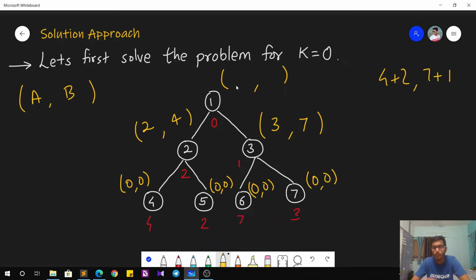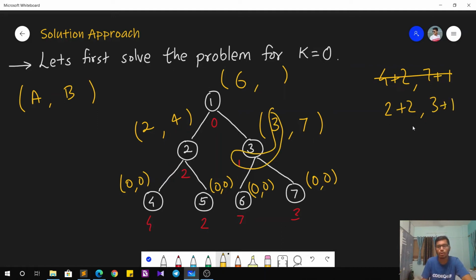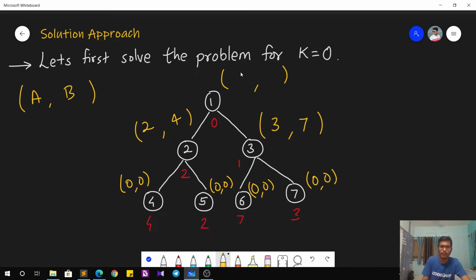As for Bob, Bob will try to maximize the answer. So in that case, what are the two options available? The two options available are either 2 plus 2, okay? So 2 plus 2 is one option, or 3 plus 1. Which is bigger? Both of them are same, so it does not matter. So we have got the values for the root node as well, and that's it. We now have the values for each of the node, okay? So if I just erase this all, the final values were 6, 4.